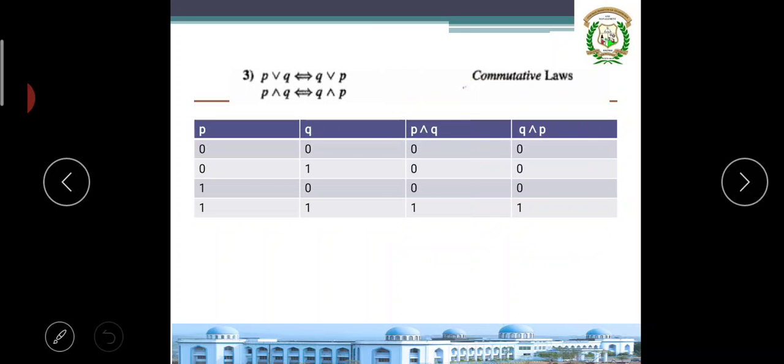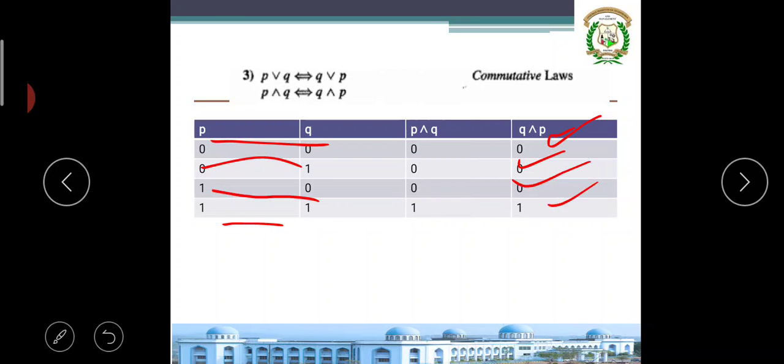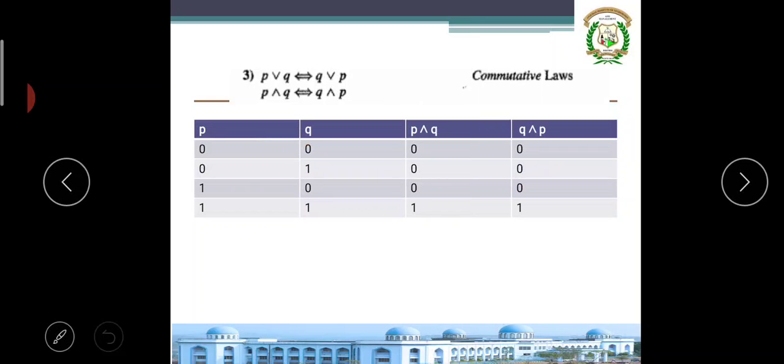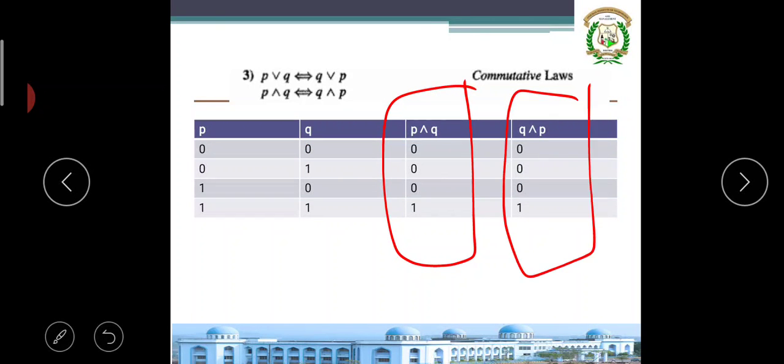Next one, same thing can be applied for P and Q. 0, 0, P and Q is 0. 0, 1, it's like a multiplication. 0 into 1, 0. 1 into 0, 0. 1 into 1, 1. Now if you observe carefully, I will make it in reverse way. Q into P, 0 into 0, 0. 0, 1 into 0, 0. 0 into anything, 0. 1 into 1, 1. So no doubt, P and Q is logically equivalent to Q and P. That is called commutative law.